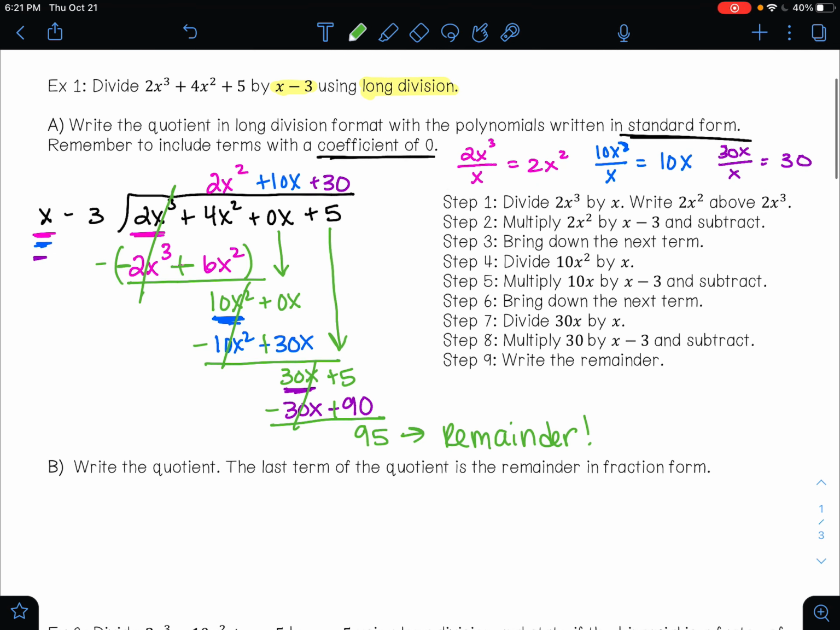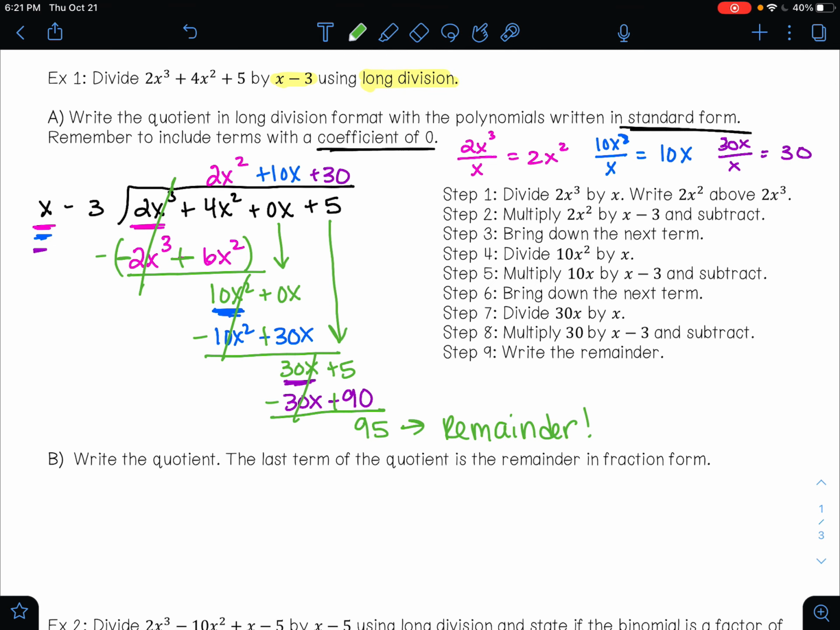Part B says write the quotient. The last term of the quotient is the remainder in fraction form. I need to read better. So our quotient is our answer, which is up here.